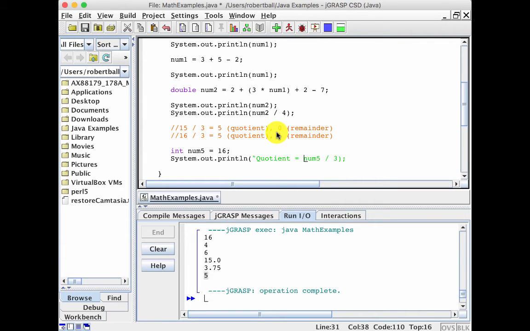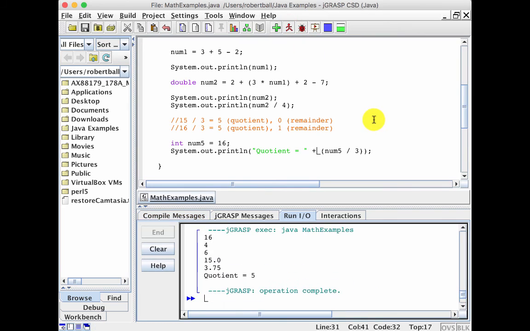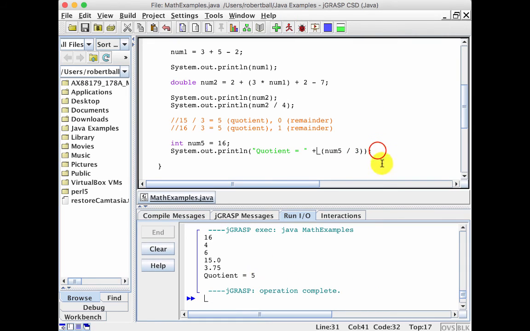I can even put a string out in front, quotient equals, and then put this in parentheses. What this does is when I have a string, this plus sign actually becomes a concatenation. And we'll talk about that later. But I can say quotient equals num5 divided by 3. Excellent. Quotient equals 5.